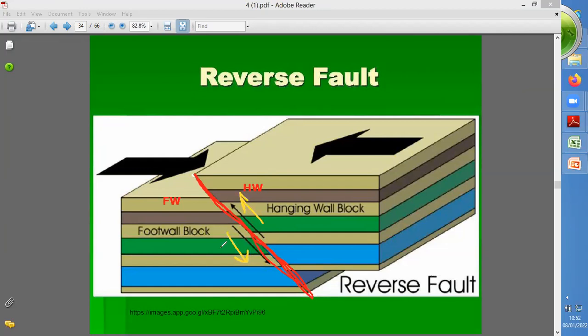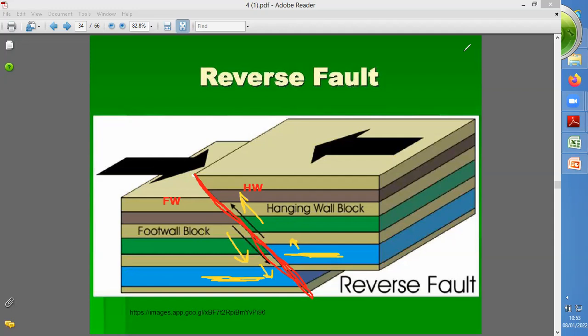How do we recognize this? The hanging wall has gone upward, the foot wall has come downward. Look at this blue color layer, see carefully the blue layer in this block. This blue layer is towards the upward side, in this block this blue color layer is towards the downward side. So if such a type of displacement is there where the hanging wall moves upward and the foot wall moves downward, then such a fault is considered a reverse fault.